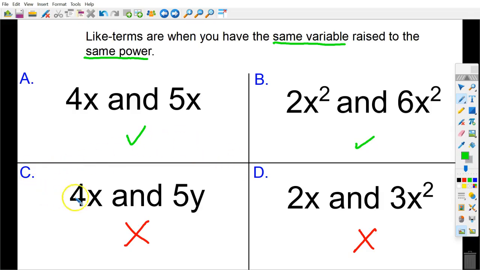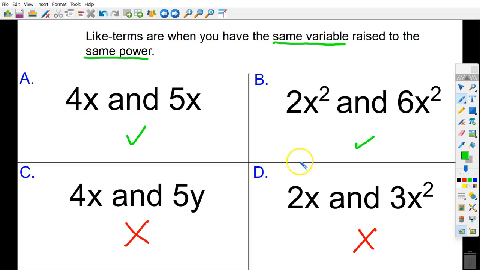Letter C is where we start seeing some non-like terms, okay? Big red X. 4x and 5y. They might have the same exponent, but they are not the same variable. Therefore, you cannot, absolutely not, combine these terms because they are not like terms.